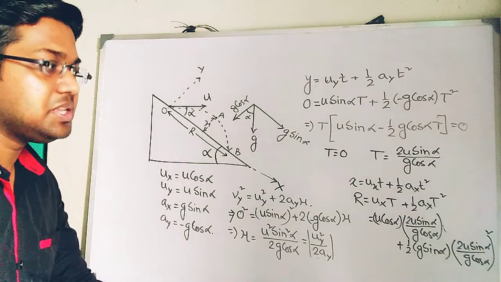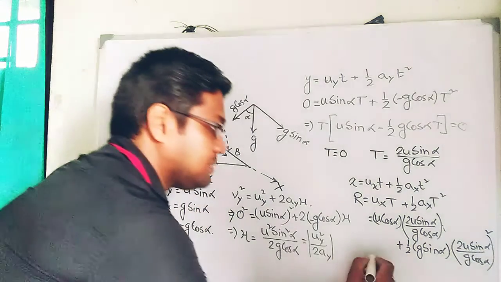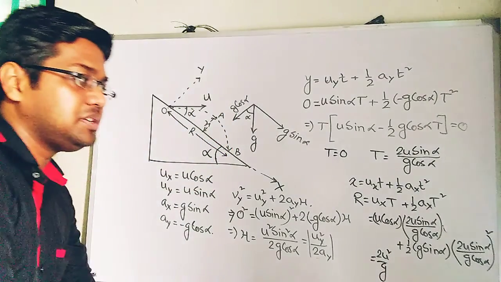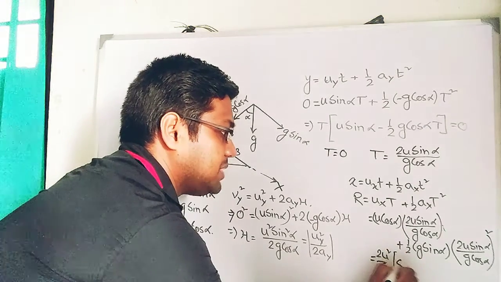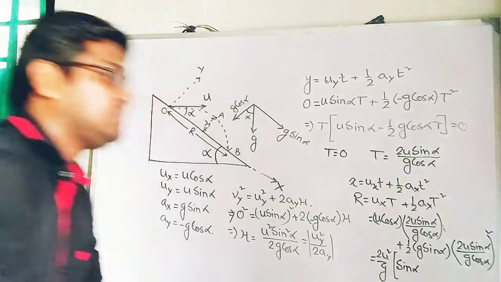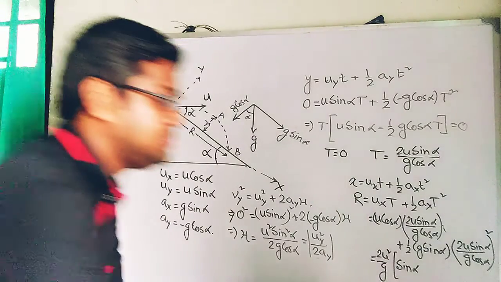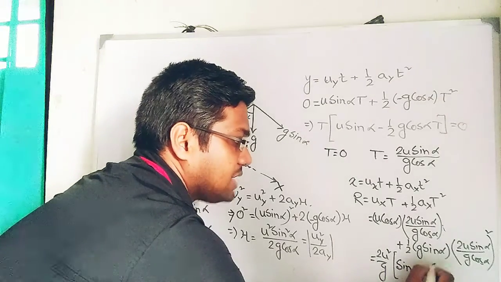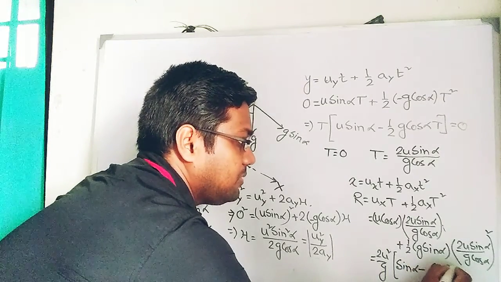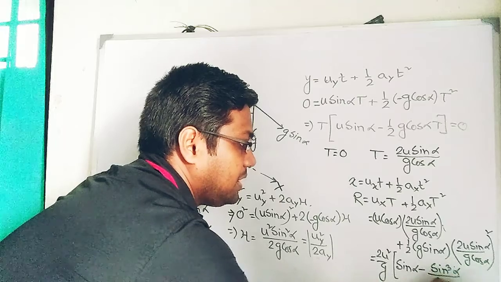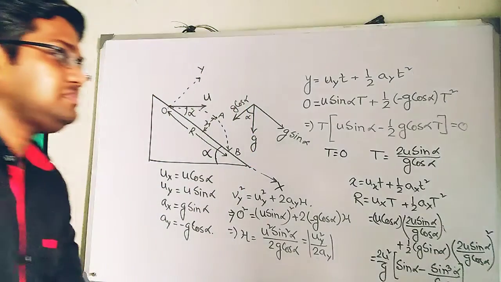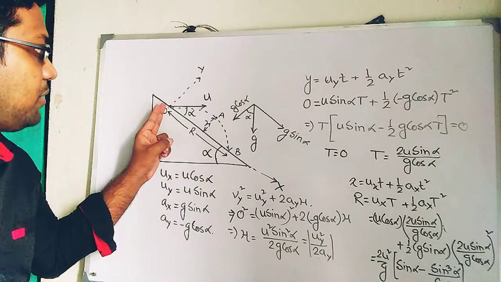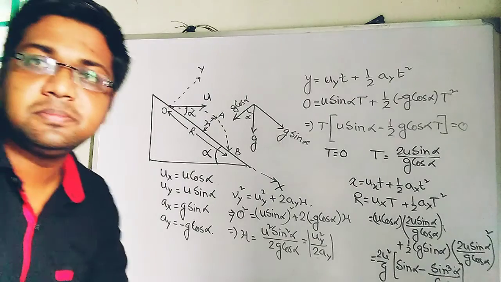If I simplify this equation, taking 2u square divided by g common, the first term gives me sin alpha. The second term gives me sin square alpha, that is, sin cube alpha divided by cos alpha. So this is the expression of the range if the particle is thrown from the point O and it reaches the point B. Thank you.